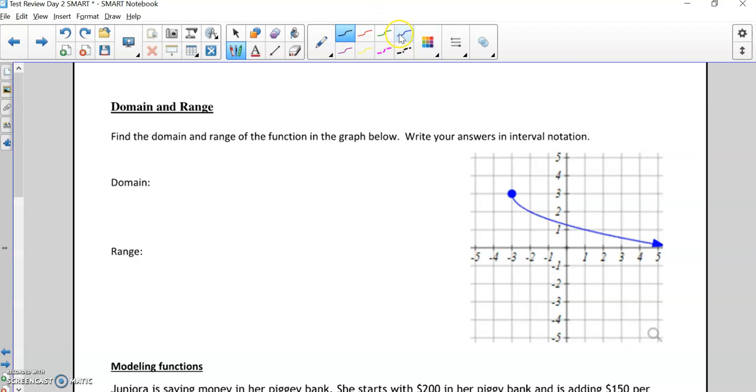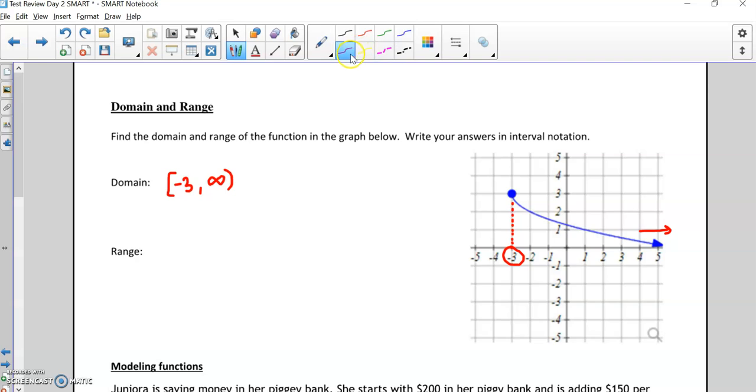Here's another domain and range question, but for a differently shaped graph. So, domain, remember, left and right, x values. For domain, our leftmost point is right here. Because we're focusing on x value, we know our domain starts at -3, and it goes on forever and ever in the right direction, so it's going to go all the way to infinity. Okay, bracket on the -3.